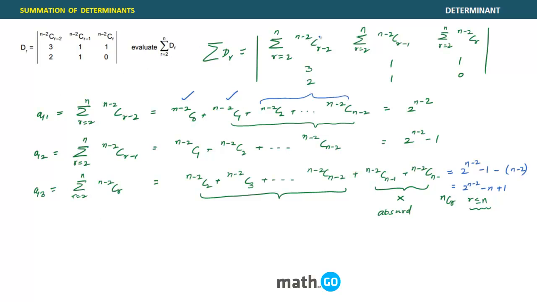So now if you see, the summation sign is all gone. Now you are just left with the determinant. So what is the determinant that you people have now? 2 raised to power n minus 2, 2 raised to power n minus 2 minus 1, 2 raised to power n minus 2 minus n plus 1, and the remaining elements still remain the same. This is how you have to resolve the summation sign. Okay, now the question is still not over. You were to solve this.